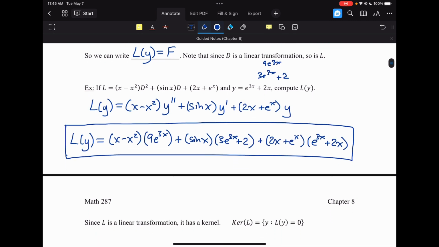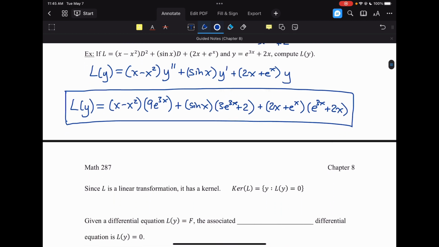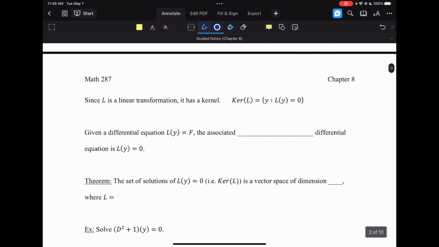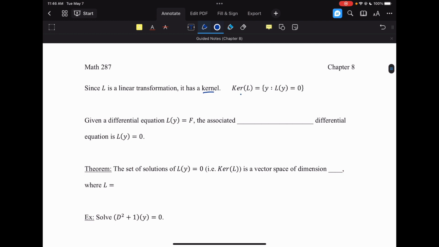Now, to look at some solutions that we're going to be able to get. Since L is a linear transformation, it does have a kernel. So this is the kernel of L. So this is the set of all values of y such that L of y equals 0, right? So when we transform the y, it should transform into 0. That's how we define the kernel of a linear transformation. So we're going to look at how we can find solutions to this, to find elements of the kernel.